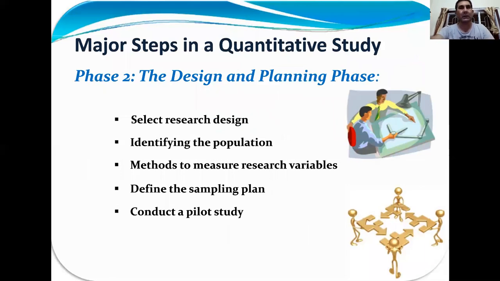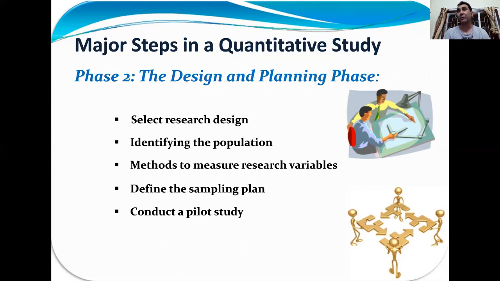So the second phase of the quantitative research study design is the designing and planning phase. In the designing and planning phase, first of all we will select the research study design. And what is the research study design? We have 2 to 3 proper chapters on the research study design, where we will discuss in detail the different study designs, but here I will explain briefly about it.